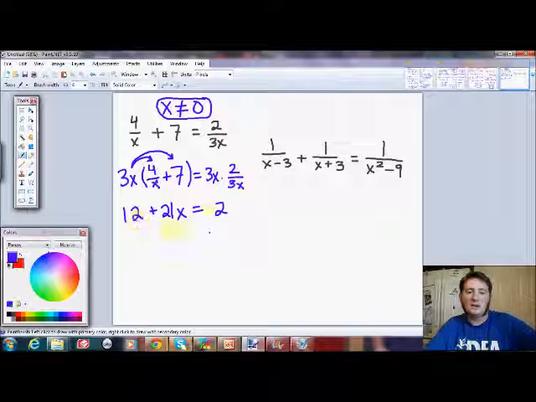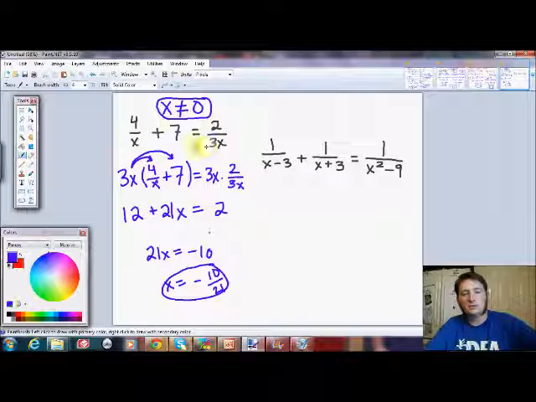Let's see. Subtract 12 on both sides. 21x is negative 10. And then you can divide by 21. And negative 10 over 21 seems to be the answer. When we check that, it should work. Again, checking that on a calculator would be a little tedious. You should be able to see that you get one number for this side and the same number for this side.